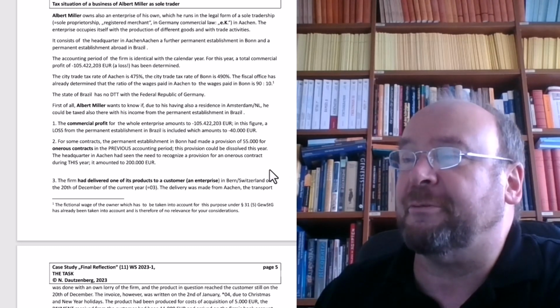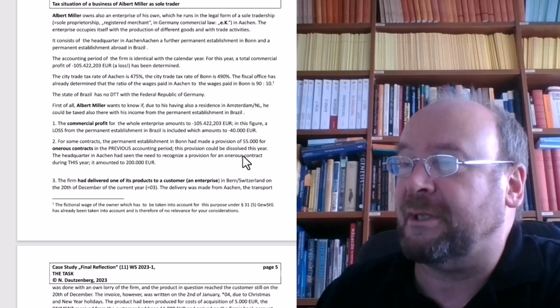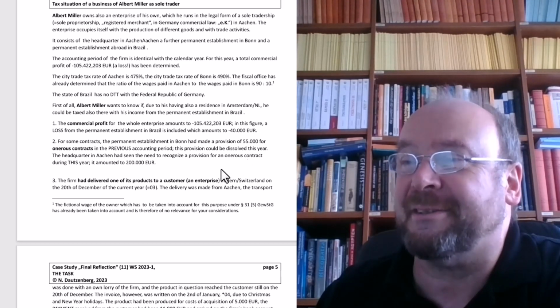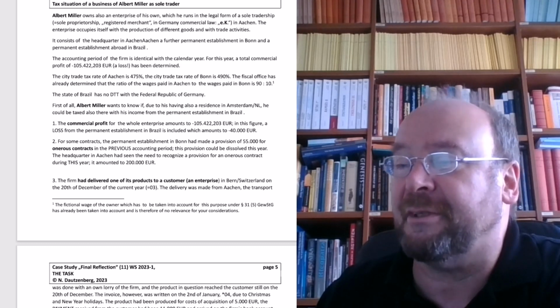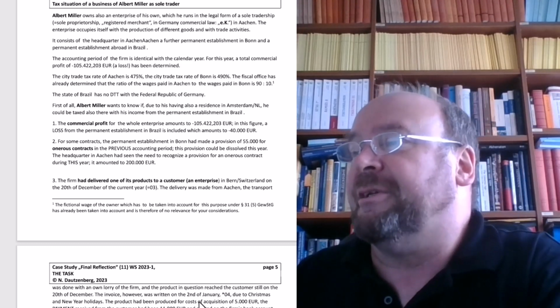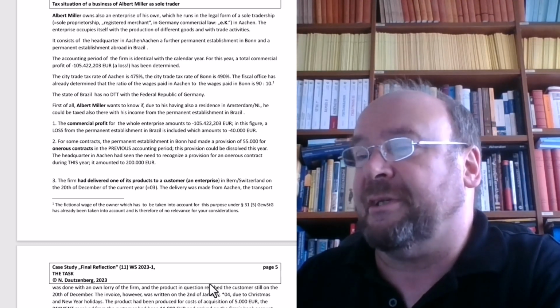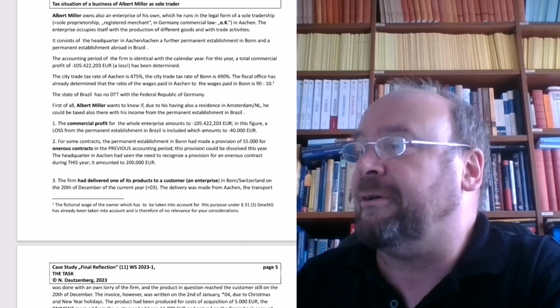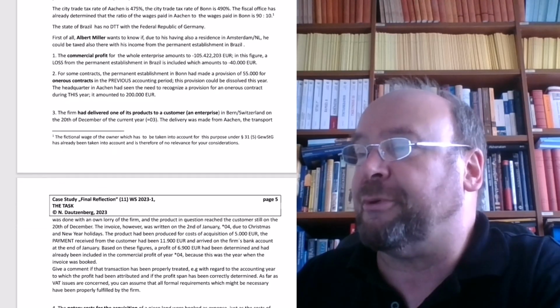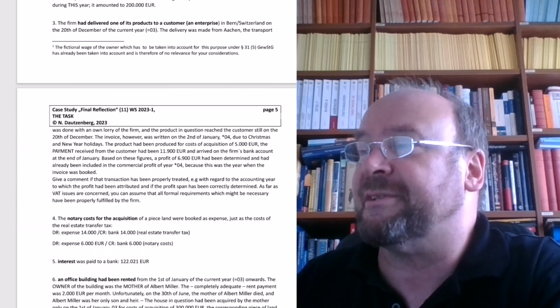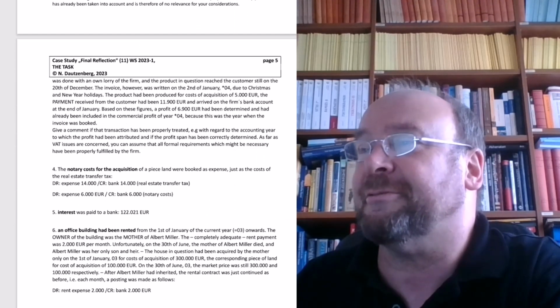The firm had delivered one of its products to a customer, an enterprise in Bern, Switzerland, on the 20th of December of the current year. This delivery was made from Aachen. The transport was done with an own lorry of the enterprise, and the product in question reached the customer still on the 20th of December.